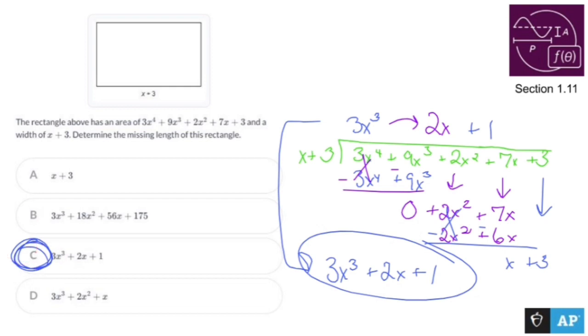So regular polynomial long division disguised as a rectangle area problem. Kind of tricky, but tons of fun.